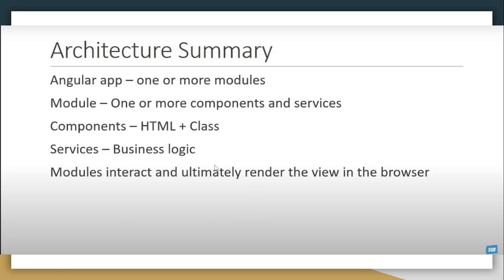So, the Angular architecture summary: I will tell you how the Angular architecture works. We can make one or more modules in an Angular application. For example, we can make a user module for the user application, a manager module, and an admin module. We can make all the other modules as well.